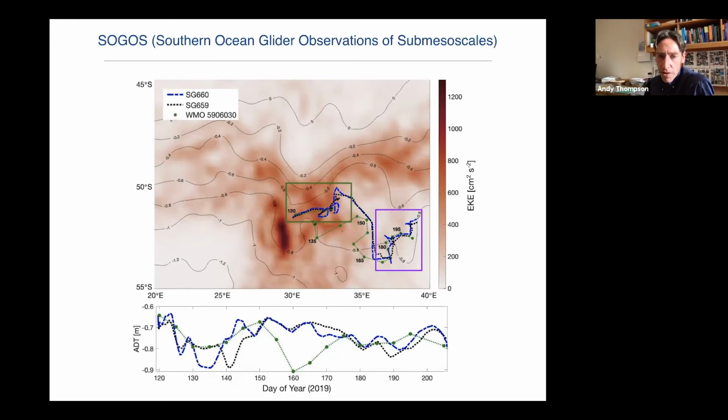In this map, you can see some black points and some blue points, which are the gliders, and then some green dots with dotted lines, which was the position of the float. We were in a very energetic region, so our ability to keep the gliders near the float was not always perfect. You can see they get separated around 32 east. Although when you look at their position in sea surface height space, which is a proxy for the streamlines, they actually still remain pretty close. So the idea was that they're sampling more or less the same water properties.